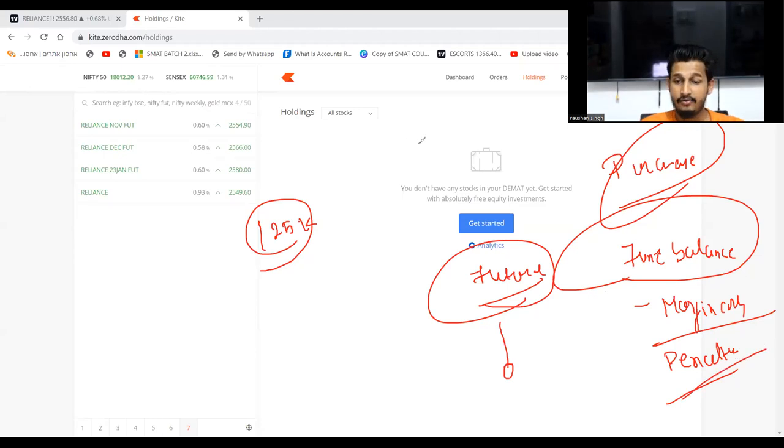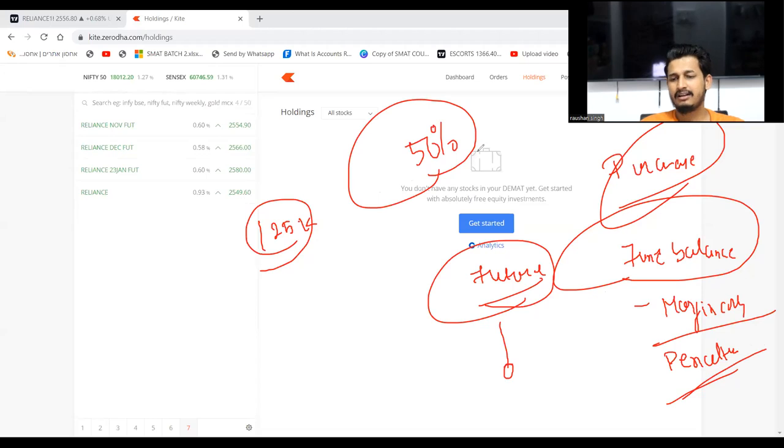Plus, if you are losing more than 50% of the money, say it goes 30% or 40%, and you're not exiting your future contract, the fund is in negative and still you're not exiting, the broker can exit at any point of time. So you have to be careful. If you're trading in the futures segment, your fund should never go negative.